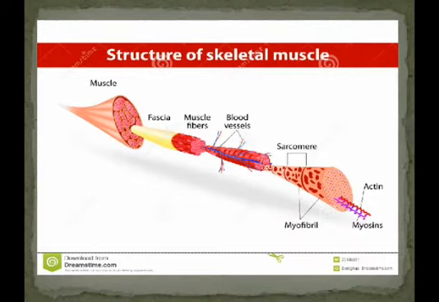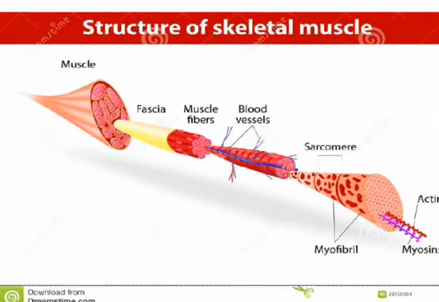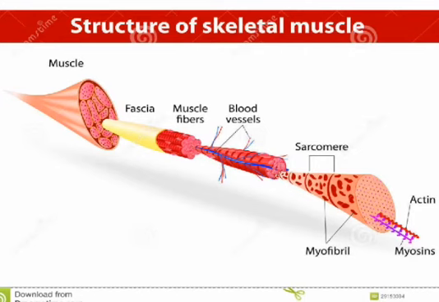Next is the structure of the skeletal muscles. In it, you can see the muscle and the muscle fiber. Muscle fiber, in easy words, you can say is a single cell of a muscle. You can also see blood vessels and the sarcomere. Now you are familiar with this word. The sarcomere is the functional unit of the myofibril that extends from one Z line to another Z line, and the muscle proteins are actin and myosin.